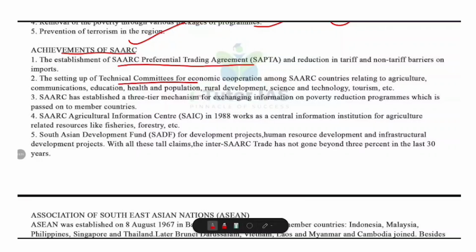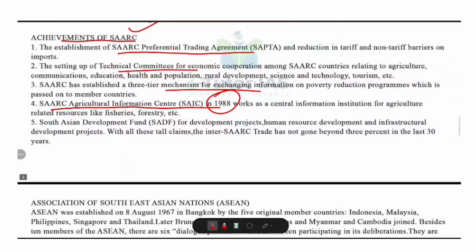Then, information exchange on poverty reduction. SAARC has a three-tier mechanism for sharing data and best practices on poverty alleviation programs. This helps members learn from each other's success stories. Fourth one, SAARC Agricultural Information Center in 1988. It was established in Dhaka to serve as a central hub for agricultural information covering areas like fishery, forestry and crops. It helps improve regional food security.